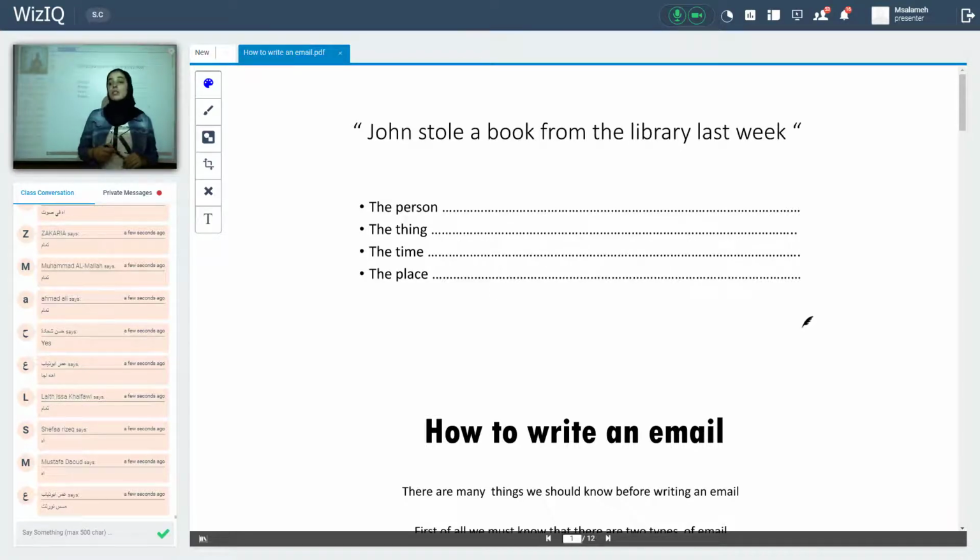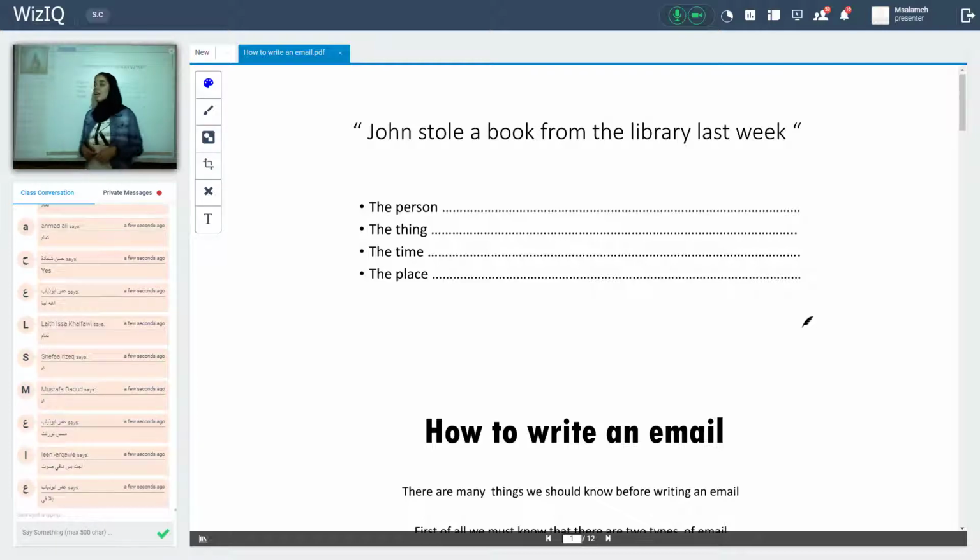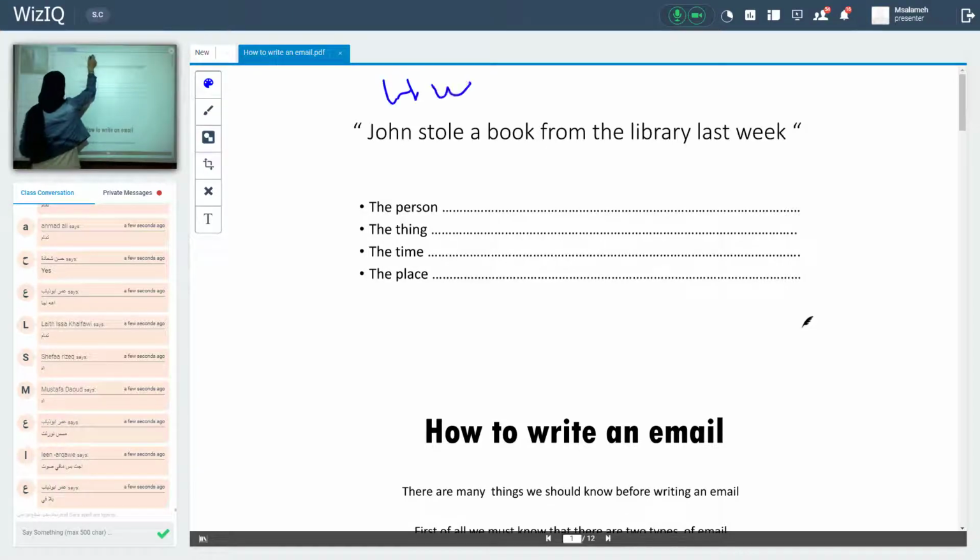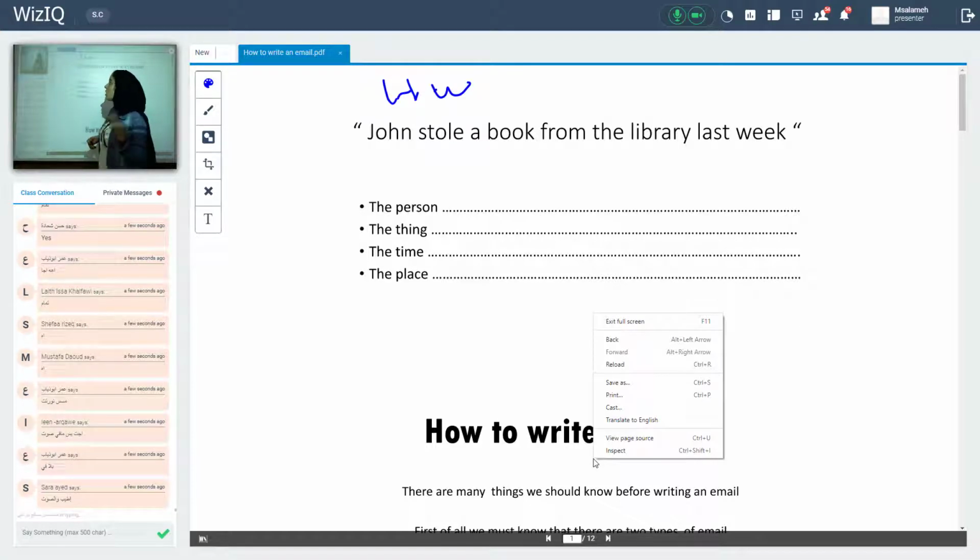Today, inshallah, we'll start with a new subject: how we write an email. We have two kinds of emails, formal and informal. But before that, remember that I gave you homework related to cleft sentences. So I want to make a small revision of what we talked about in cleft sentences.